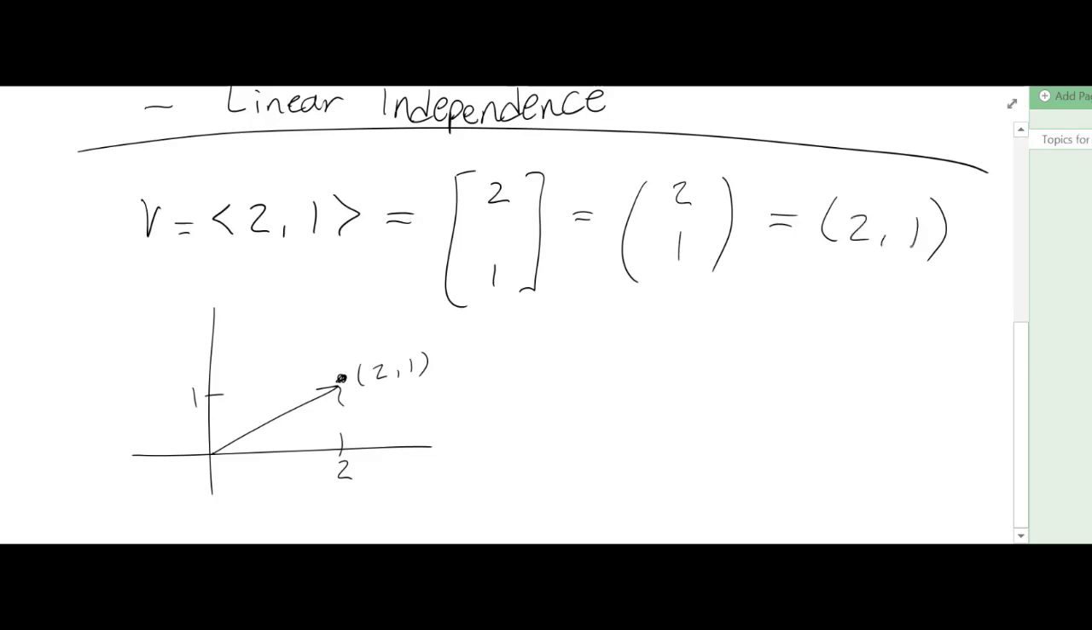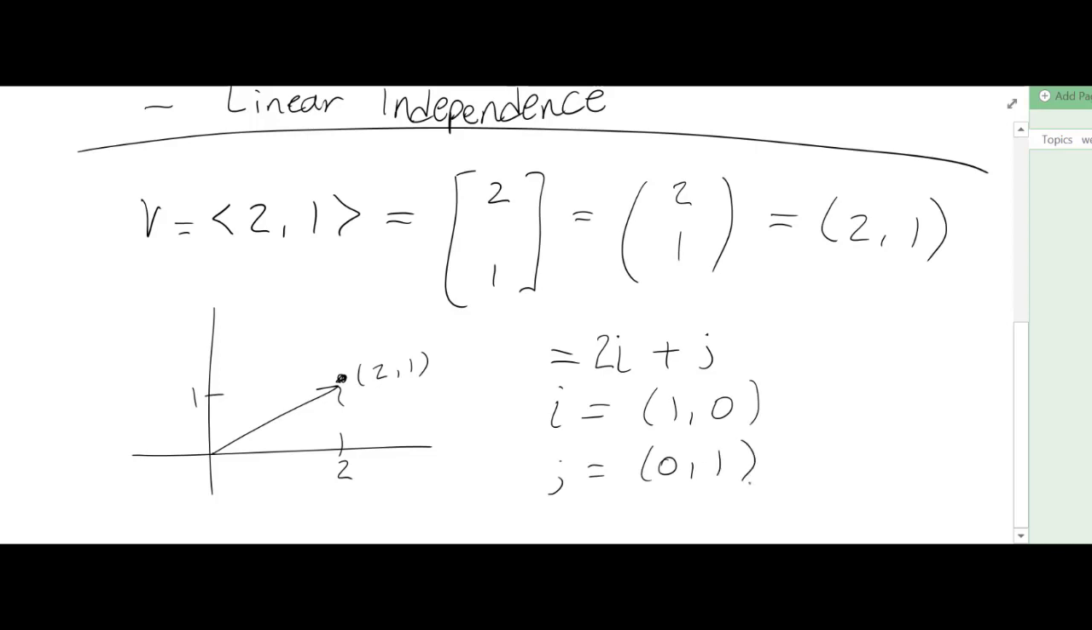Another way they like to write it is as a linear combination of these i's and j's. So those just refer to the vectors 1, 0 and 0, 1.